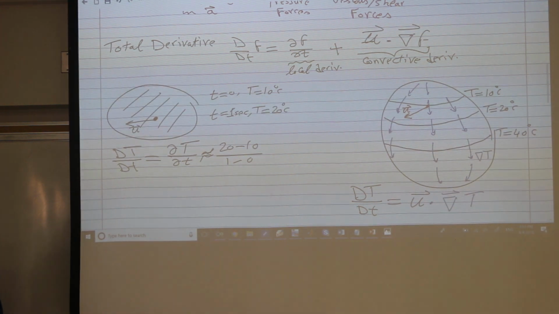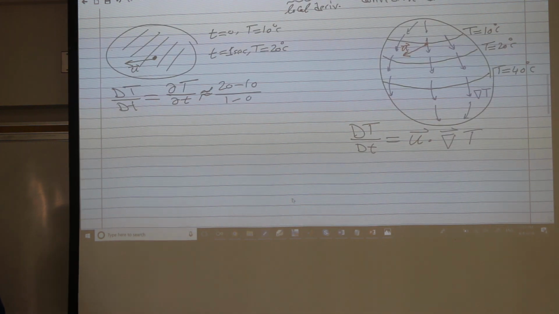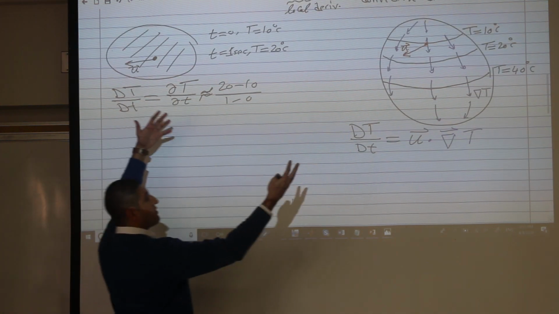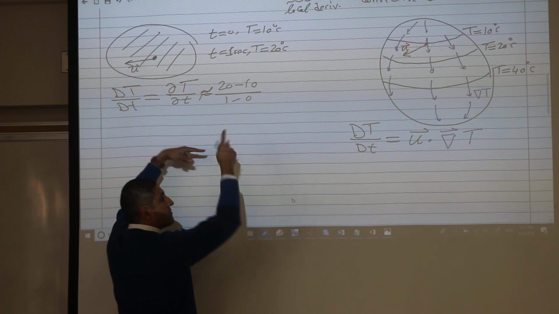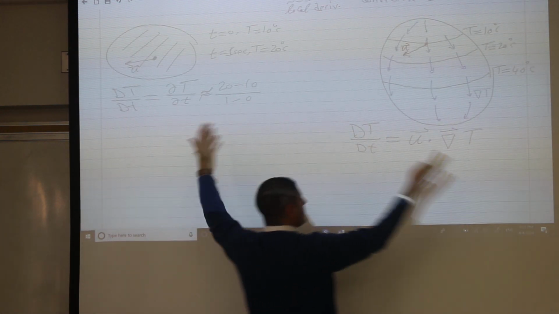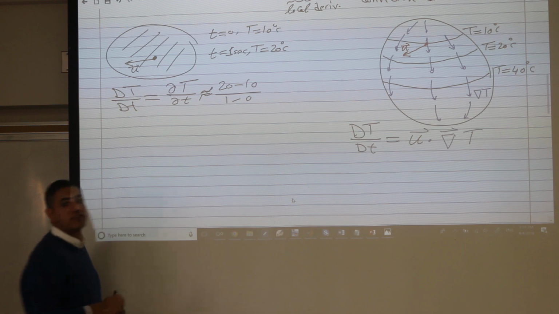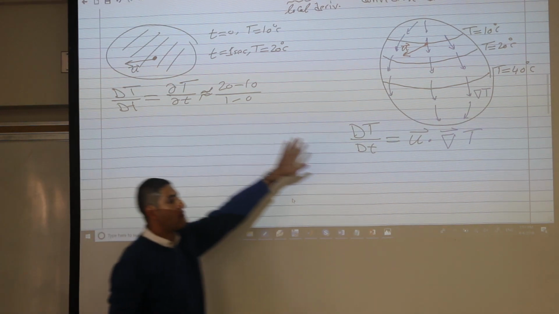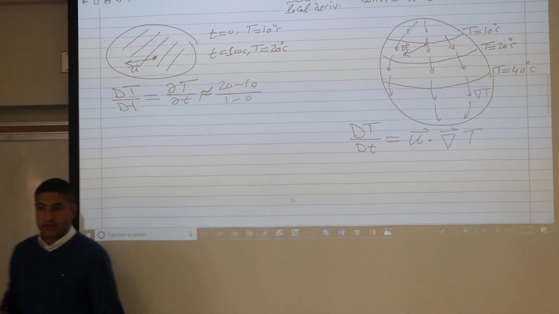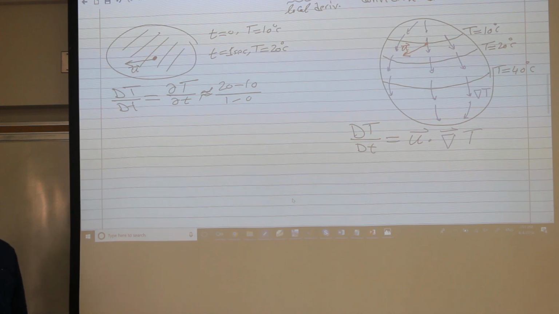Yeah, so this is what we call the convective derivative. And if you have both, if you have variation with time and variation with space, you simply add them together to get the total derivative. The local and the convective, okay? Any question about that? Any question?